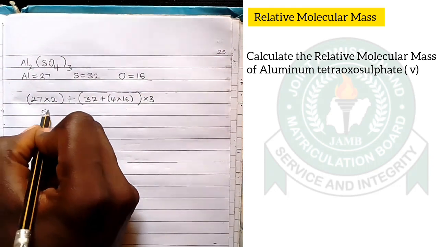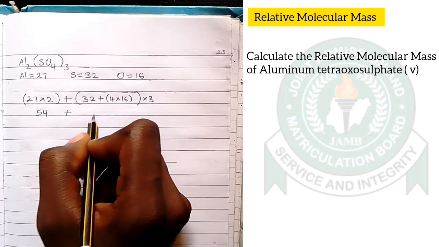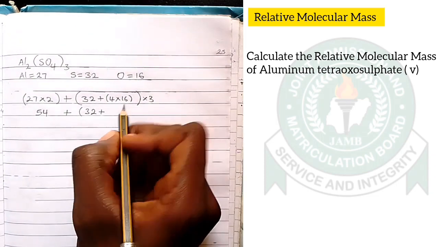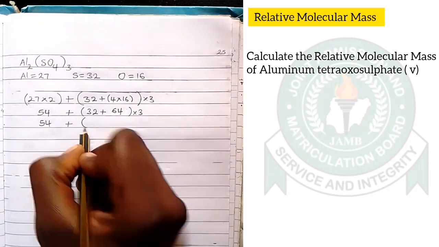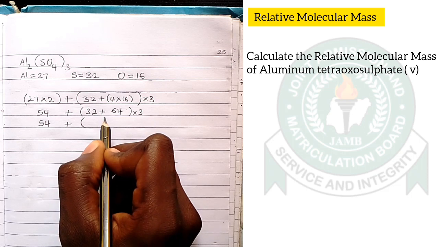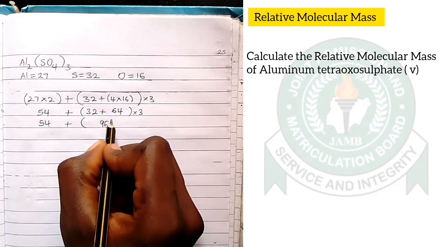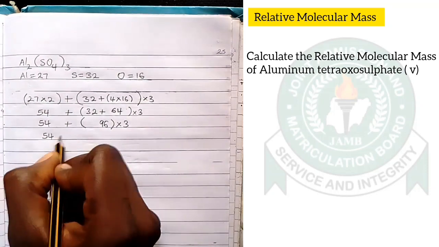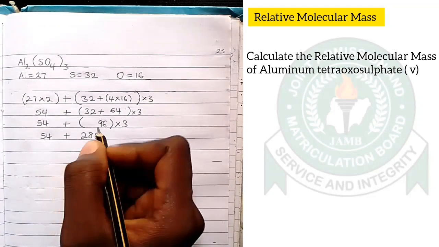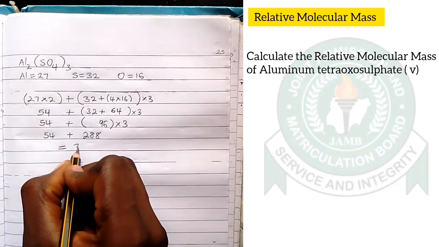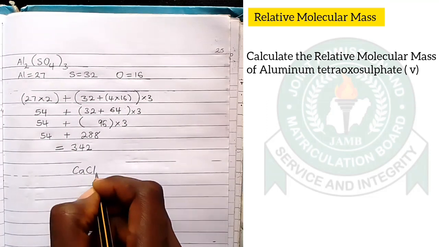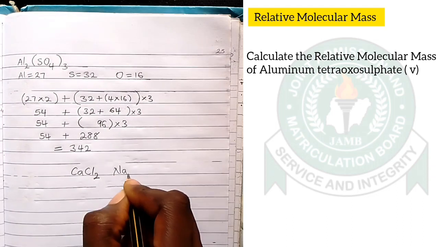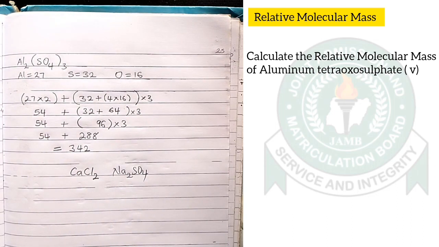So for this we have 54. Here we have 32 plus 64, and then we multiply by 3. 54 plus, we have 96 here, and we multiply everything by 3. So 54 plus this, which will give us 288, and the total mass will be 342, the relative molecular mass of this compound. So also go and check for these compounds I'm writing out now. Try to calculate their relative molecular masses.